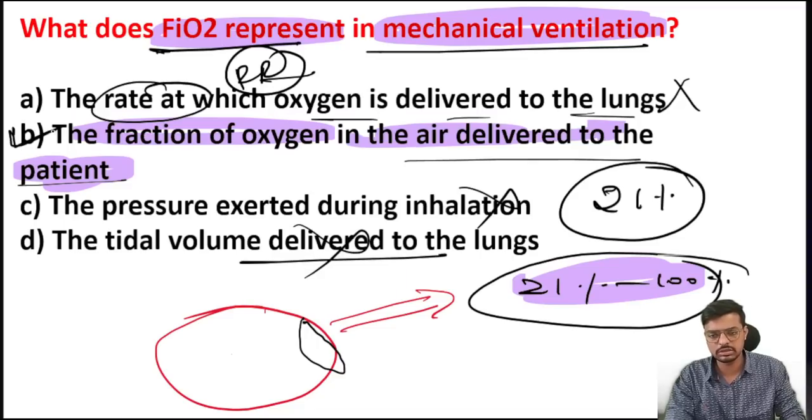Okay, so the correct answer is the total amount of air that is there. Among that total amount, how much concentration of oxygen is there? So that is the FiO2 in general and simple language. Okay, very important for you all.